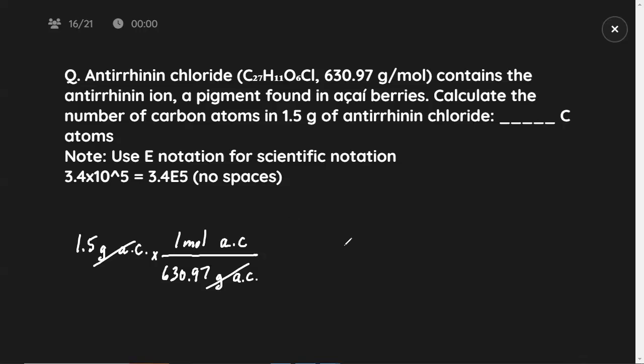This is where the chemical formula comes in. Every mole of antirin chloride has 27 moles of carbon in it. Where did that 27 come from? It came from the chemical formula.